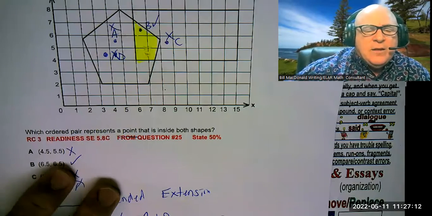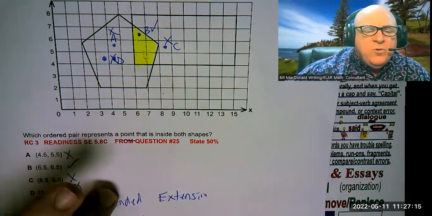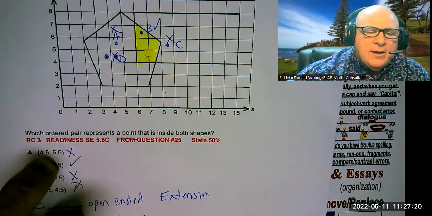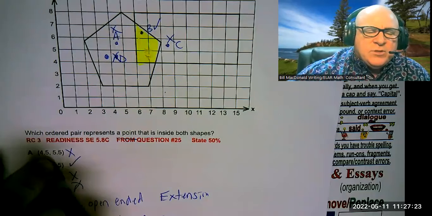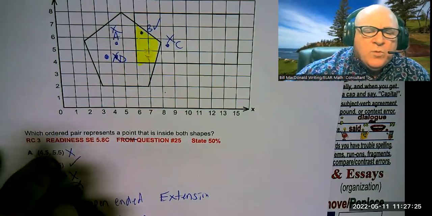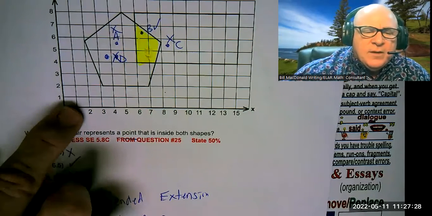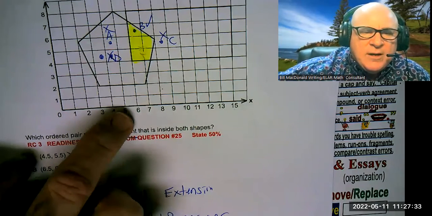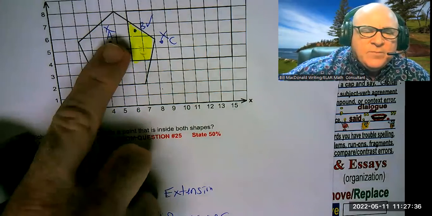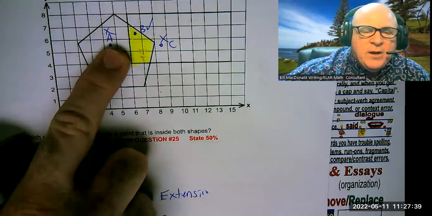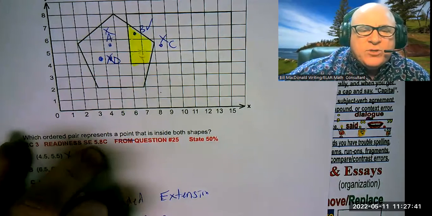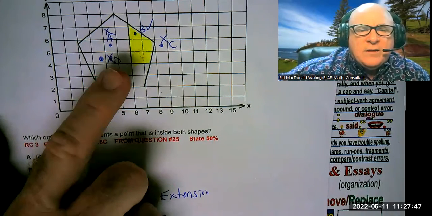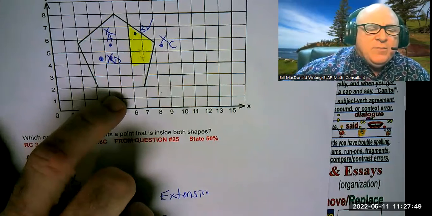So let's take a look at them one by one. Let's move for letter A, 4.5 positions to the right from 0. 1, 2, 3, 4. And then 5.5 positions up, which is right there. So I've marked it letter A. The question says which ordered pair represents a point that is inside both shapes. It's inside the pentagon, but not the rectangle. So we're going to have to eliminate letter A.